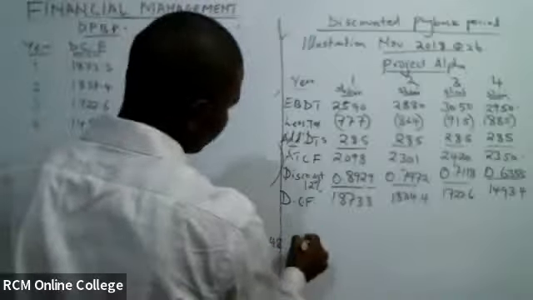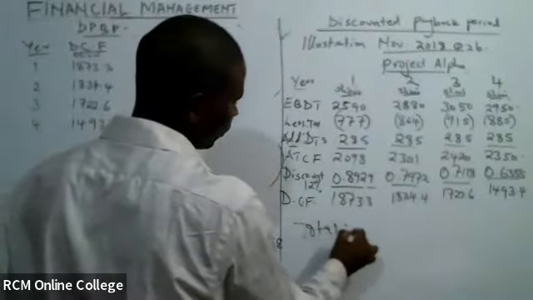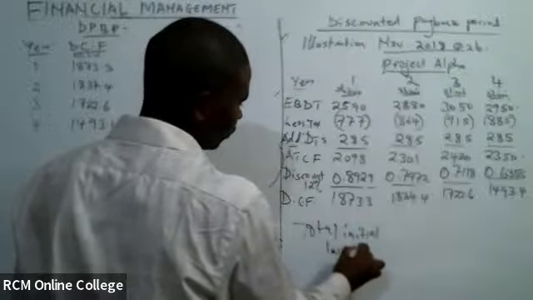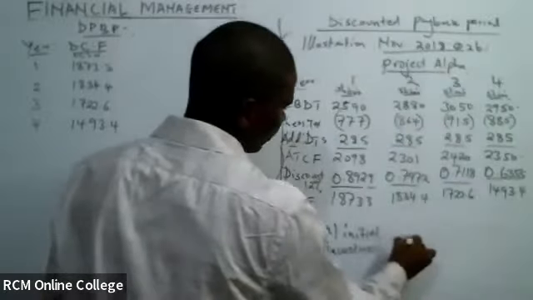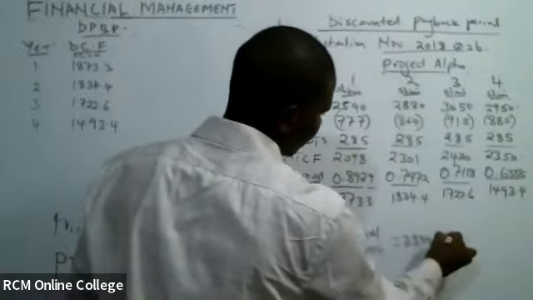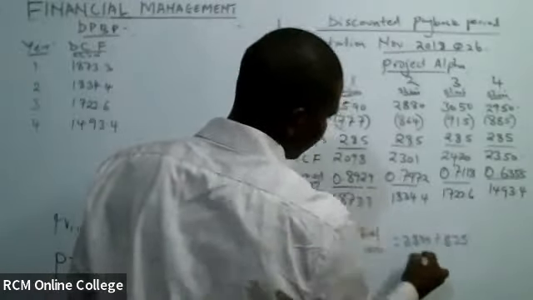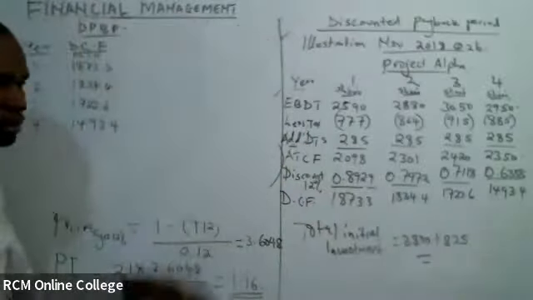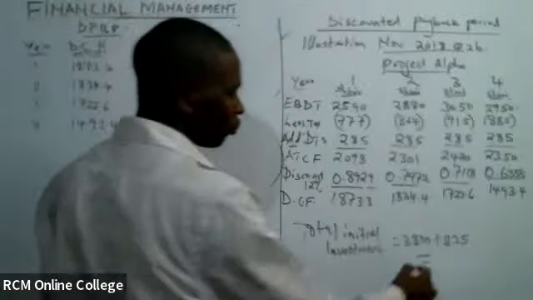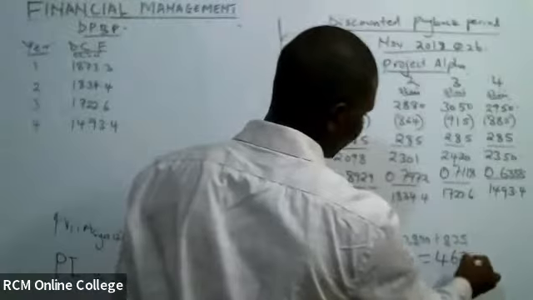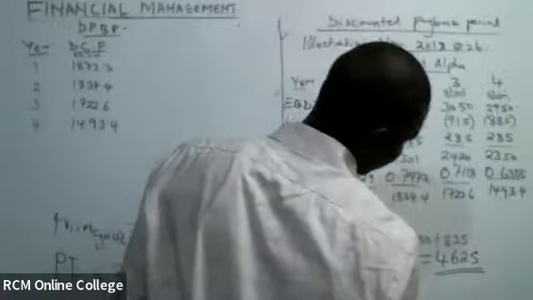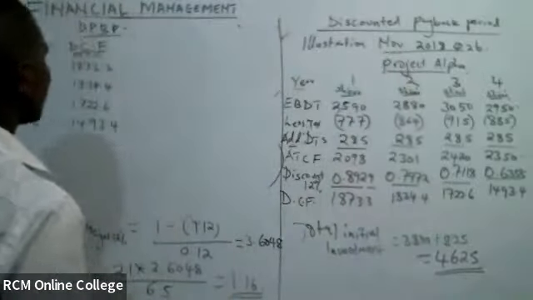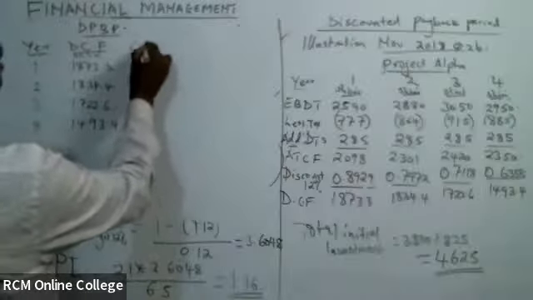So what is our total initial investment? The total initial investment we want to get will be 3800 plus 825. What do you get? Give me that total. I have already got it, so we want to get 4625. Then you follow the route. You do what our friend is telling us. We get the cumulative cash flow.